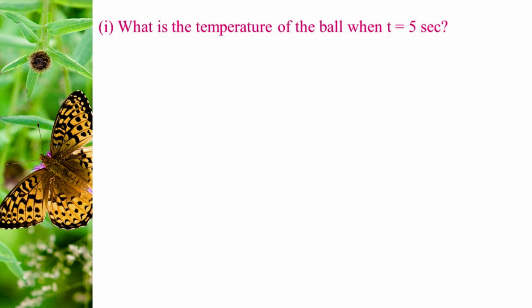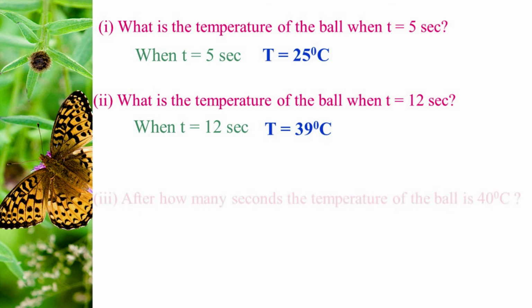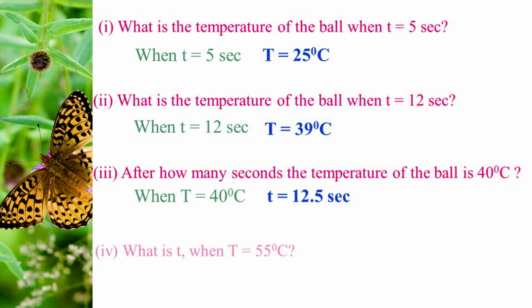Now we write the answer for the following questions. What is the temperature of the ball when t is equal to 5 seconds? When t is equal to 5 seconds, so temperature is 25 degrees Celsius. What is the temperature of the ball when t is 12 seconds? When time is 12 seconds, the temperature is 39 degrees Celsius. After how many seconds the temperature of the ball is 40 degrees Celsius? When temperature is 40 degrees Celsius, then time is 12.5 seconds.